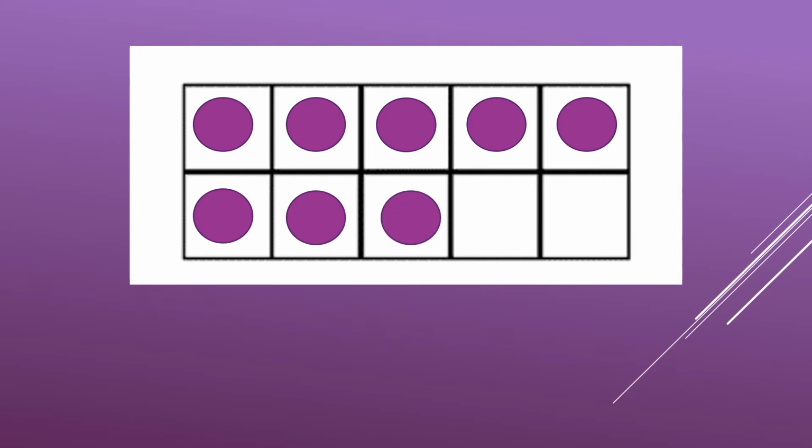Now tell me how many dots are there. Great, there are 8 dots. So children, as you can see, the first row is full with 5 dots and the second row has 3 dots. So 5 and 3 makes 8 dots. Now tell me how many dots are there in this 10 frame. Great! There are 9 dots. Let's see the next 10 frame.